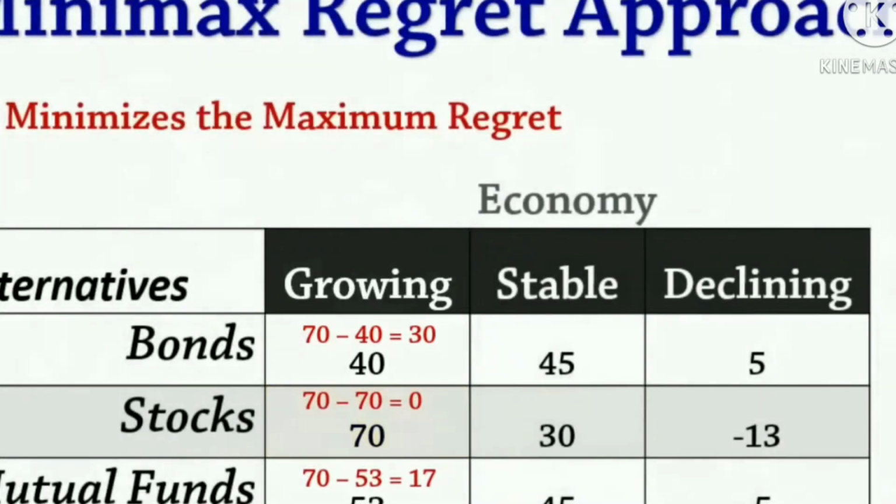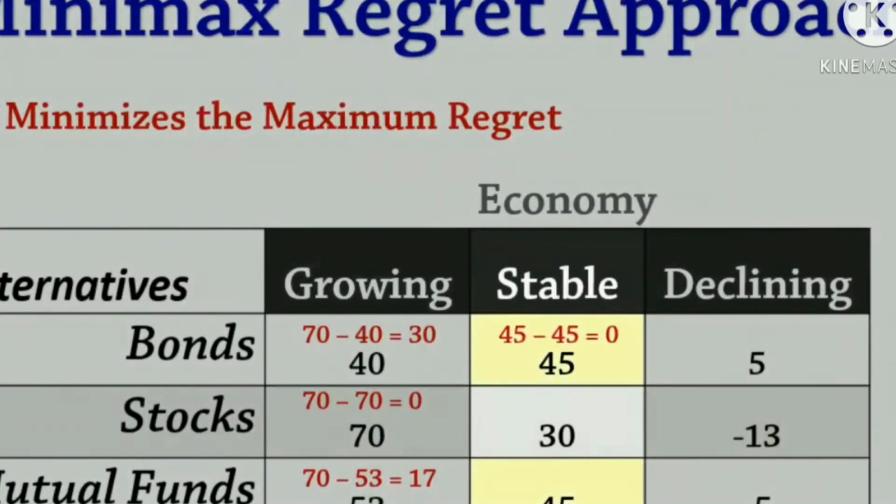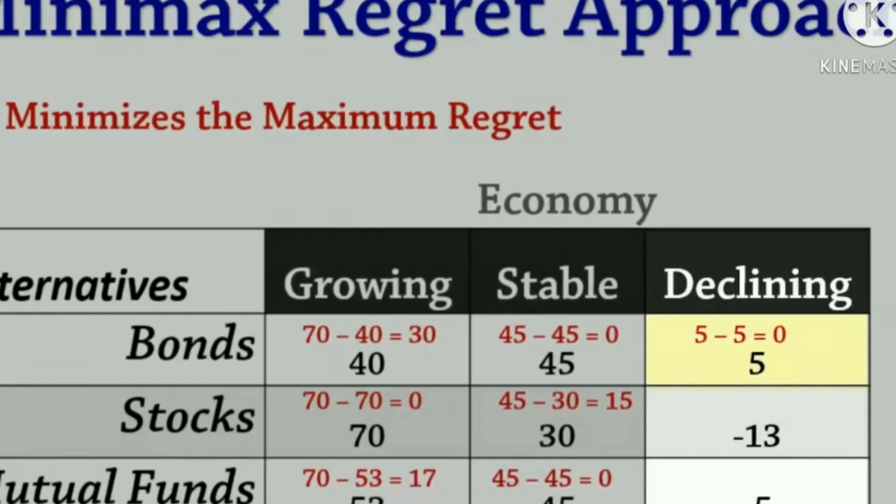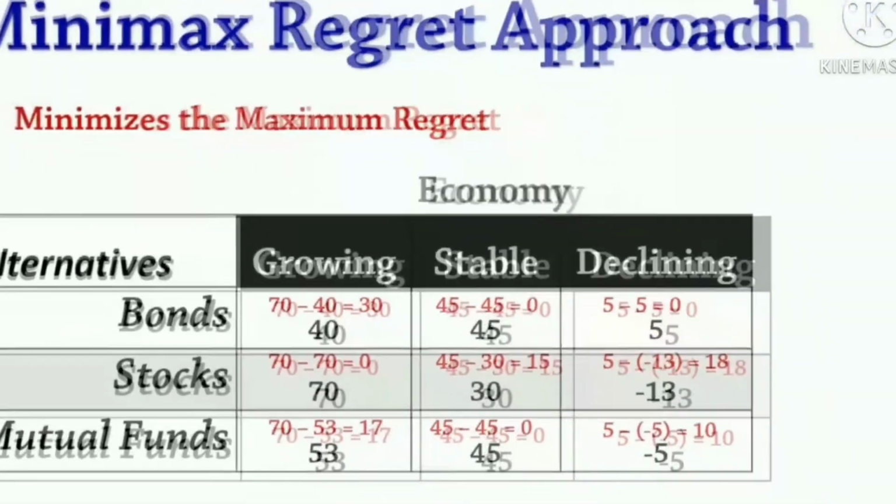Again, if the economy is stable, the best payoff is 45. So if we invested in bonds, there is no regret. The regret is 45 minus 30 if we invested in stocks. If we invested in mutual funds, there is also no regret. For declining economy, the best payoff is 5. If we invested in bonds, there is no regret. If we invested in stocks, the regret is 5 minus negative 13, which is 18. If we invested in mutual funds, the regret is 5 minus negative 5, which is 10.